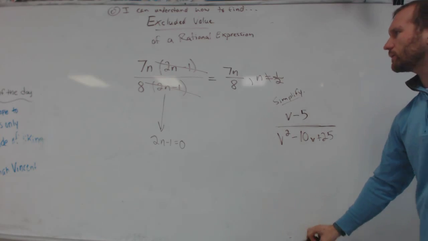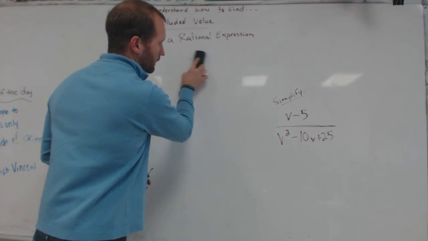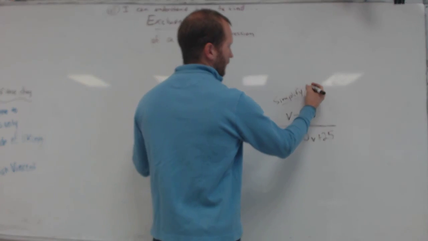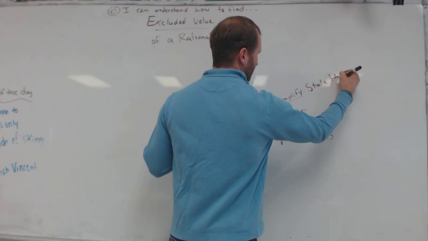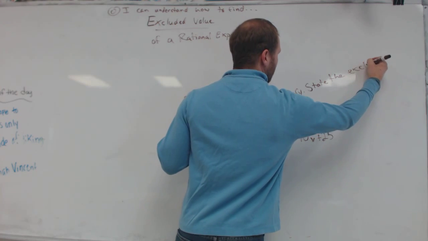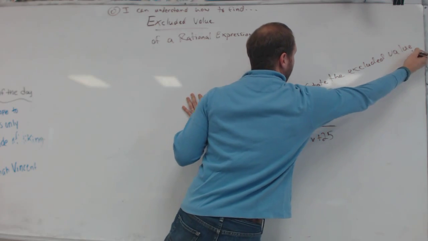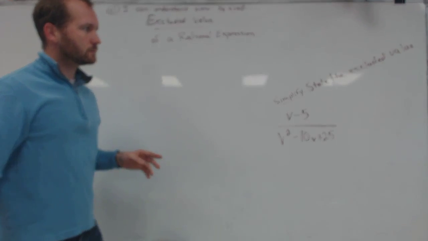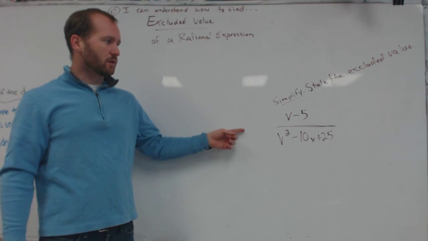Often, when you see these things on placement tests or whatever, they will say simplify, and then they'll also say state the excluded value. I want to simplify this. What do I have to do first?